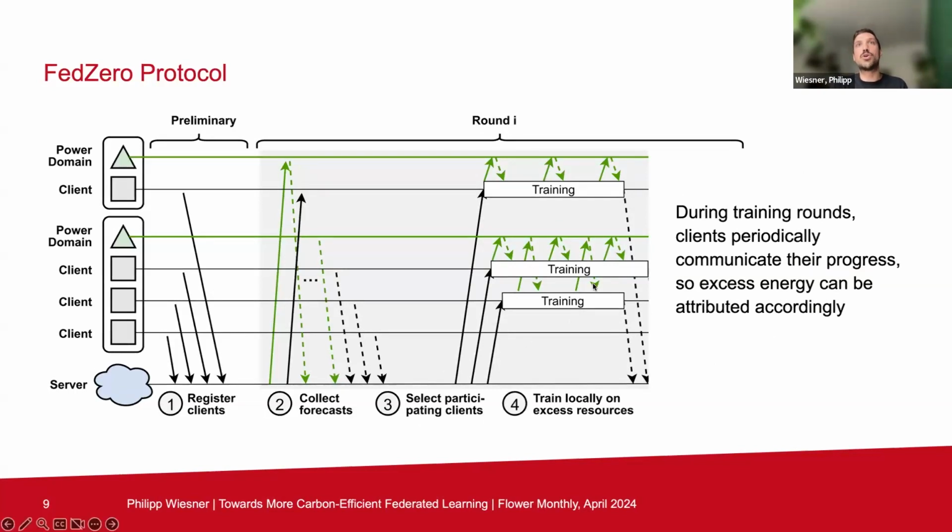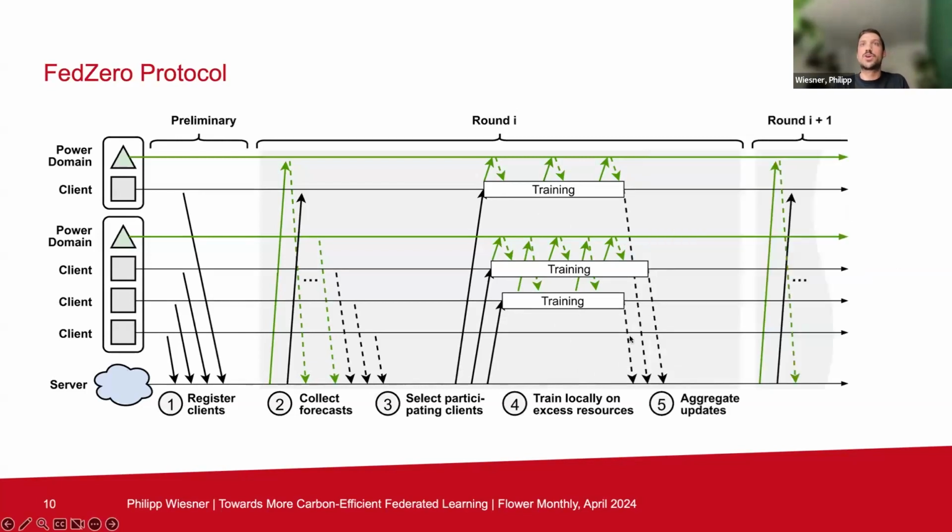Because in the end, we have the overall goal that all clients finish roughly at the same time. So we avoid stragglers and have fast and efficient rounds and really utilize the infrastructure and the energy that we have available. And the rest is common procedure. We aggregate all the results. The aggregation strategy is none of Fed0's business. You can use whatever you like. And we start the next round with a new set of forecasts.